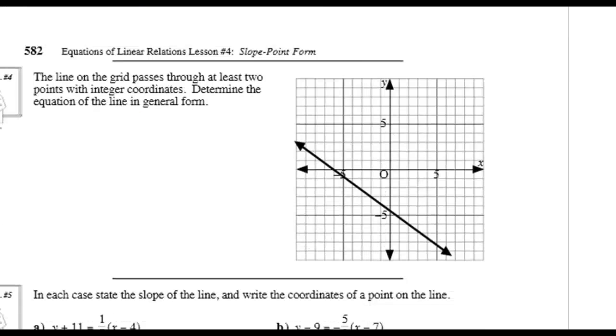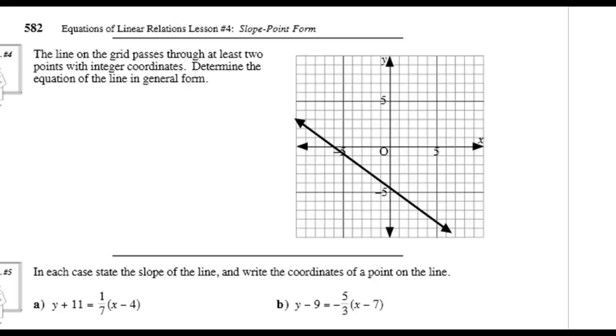All right, so the line. Let's look at some visual graphs now. This is the line. Here's my line on the grid. It passes through at least 2 points with integer coordinates. Integer meaning the lattice points, so you can't have decimals. Determine the equation of the line. Again, all I need is the slope, because of the slope point form. As long as I get the slope and any point, I can get my equation. No problem, right?